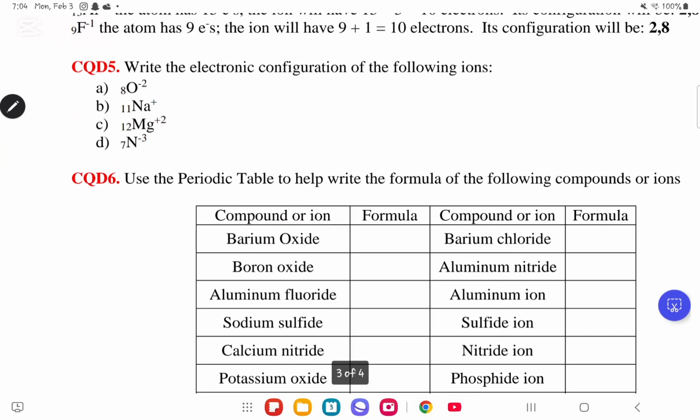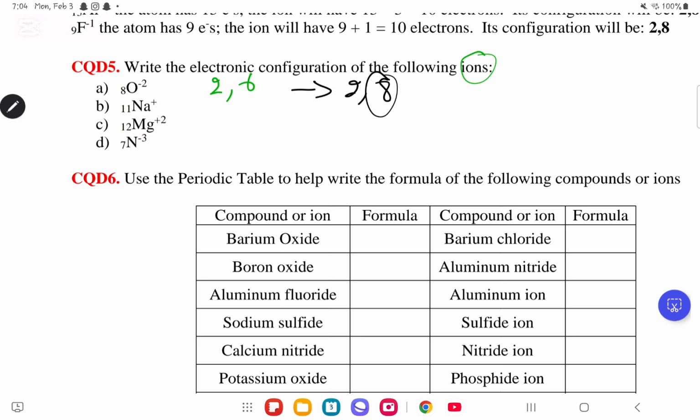So we move on to exercise number 5. Again, they want us to write the electronic configuration of the following ions. Now, what's the difference between an atom and an ion? An ion will either lose or gain electrons, so it will have the electronic configuration of a noble gas. So for 8O 2-, originally oxygen has an electronic configuration of 2, 6. But if it's gaining 2 electrons, then you are gonna add 2 electrons to the valence shell, and it's gonna be 2, 8. And as you notice, it has 8 valence electrons, so it has the configuration of a noble gas.